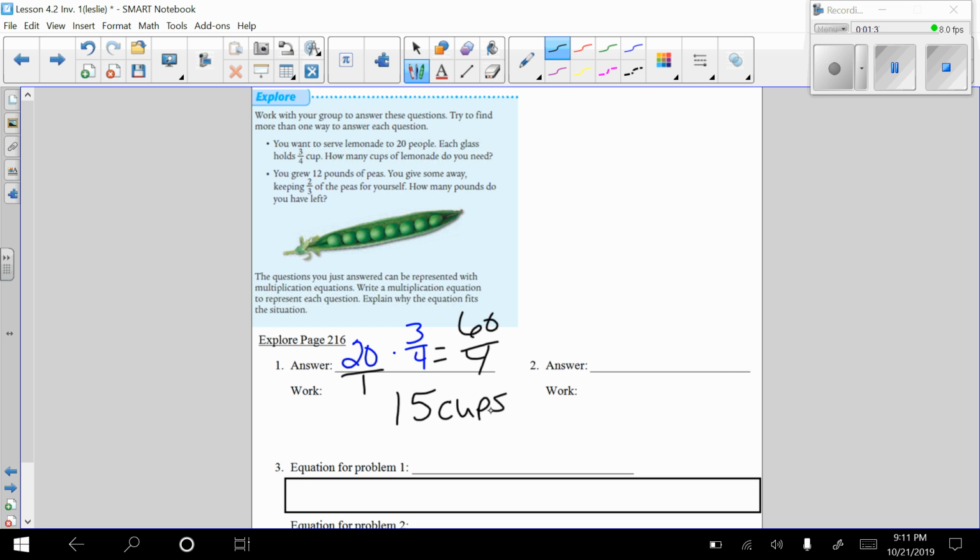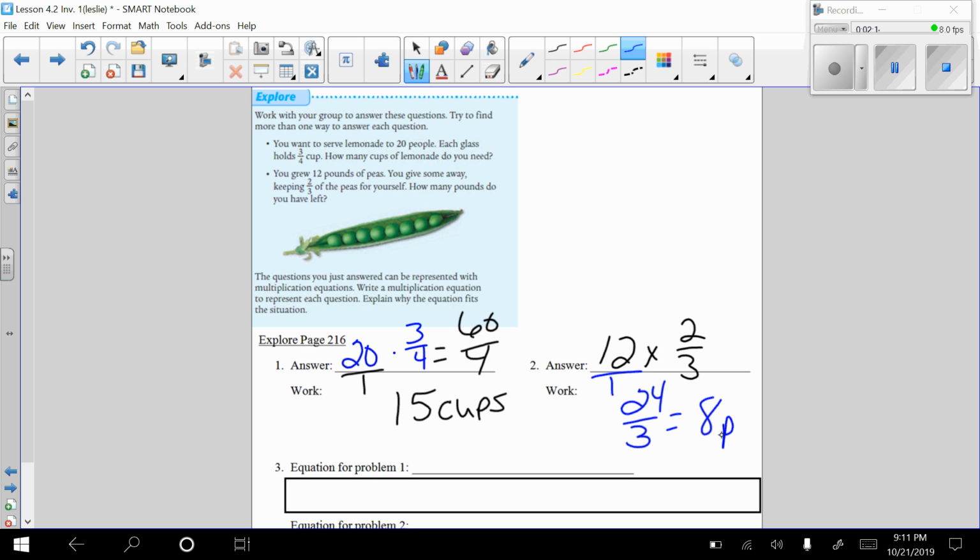The next one said you grew 12 pounds of peas. You give some away, keeping 2/3 of the peas for yourself. How many pounds do you have left? Well, if I start out with 12, I would need to multiply it by the 2/3. I want to know what 2/3 of 12 is. Again, put the whole number over 1 to make it a fraction times a fraction. Then top times top, bottom times bottom gives me 24 over 3, which equals 8, because 24 divided by 3 is 8.